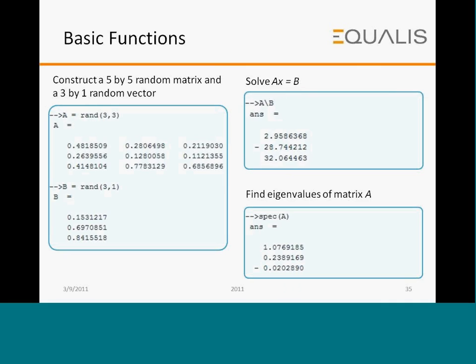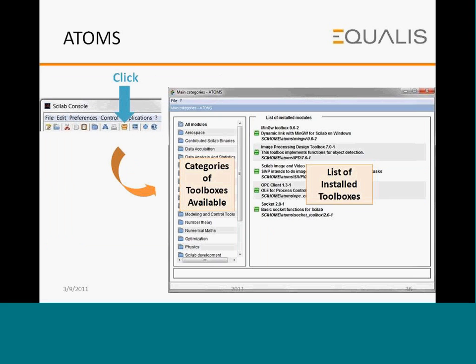Basic function to construct a random matrix: to build a random 3 by 3 matrix consisting of random numbers, how do you do that? That is shown in this slide, and it shows how to generate a column vector consisting of random numbers. How do you solve the system of linear equations where Ax is equal to B? Say you have a matrix A that is listed here, and I want to find the eigenvalues of the matrix. The command is spec of A. These are some basic functions in Scilab.